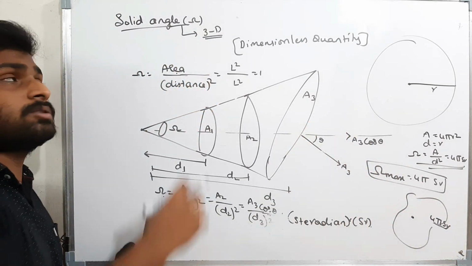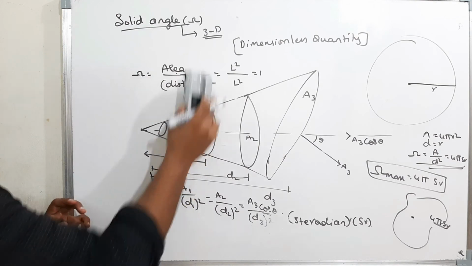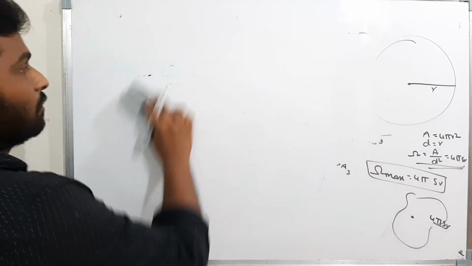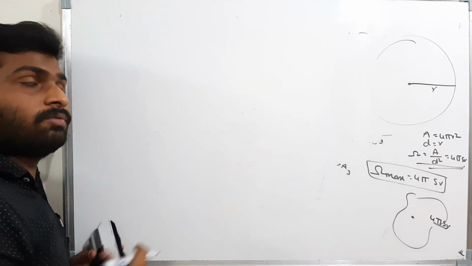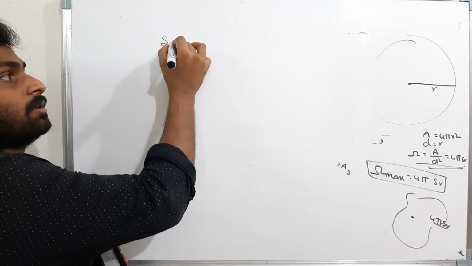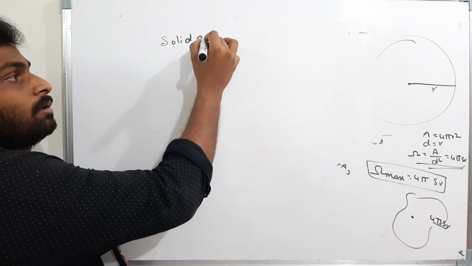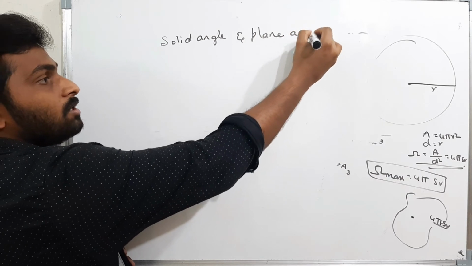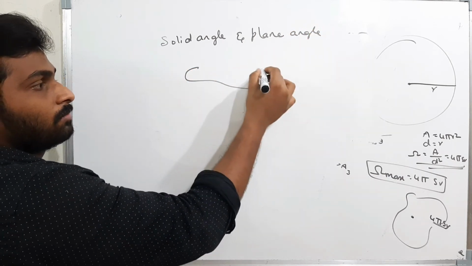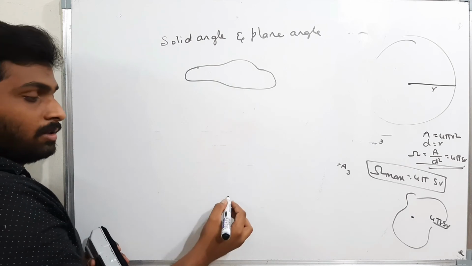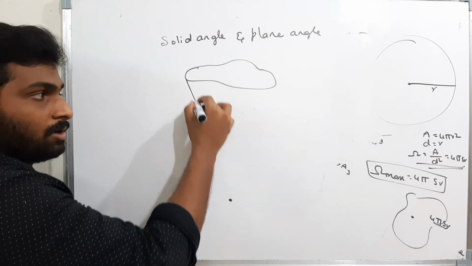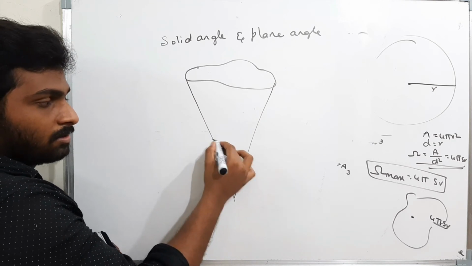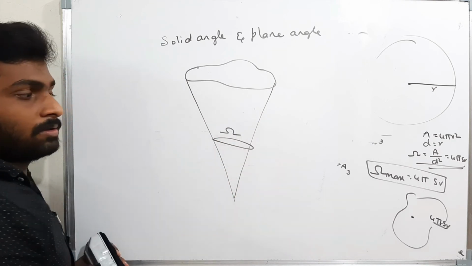Okay, now what is the relation between the solid angle and the plane angle? Now we will see here. No need of any proof. Just understand the formula. The relation between the solid angle and plane angle. Now see here. Now assume this is the body, and this is the point from where I am seeing this body. Therefore, what is solid angle? The solid angle is this one.